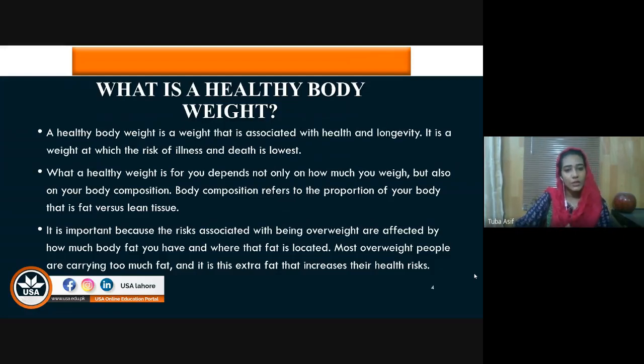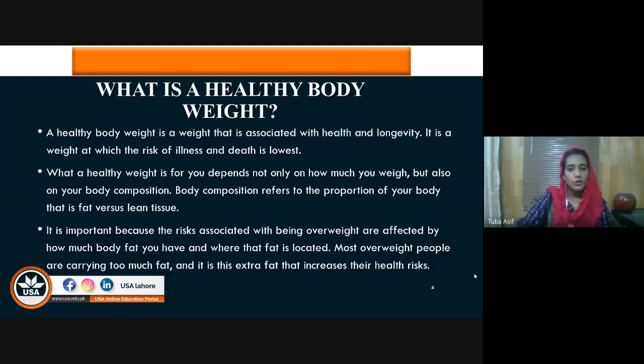So, a healthy body weight is the weight that is related with health and well being, physical and mental well being, and longevity. It is the weight at which the risk of illness and death is usually prevented and is at its lowest. What a healthy weight is for you depends not only on how much you weigh, but also on your body composition, your body frame, whether you are ectomorph, mesomorph, or endomorph.